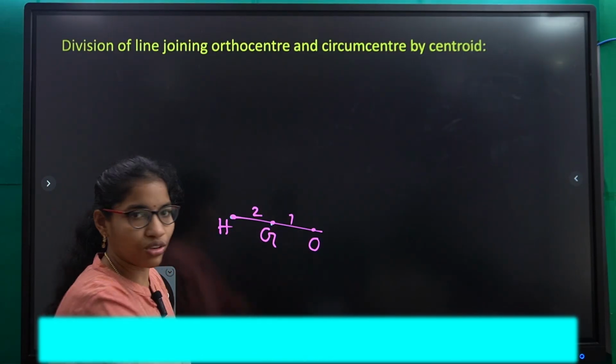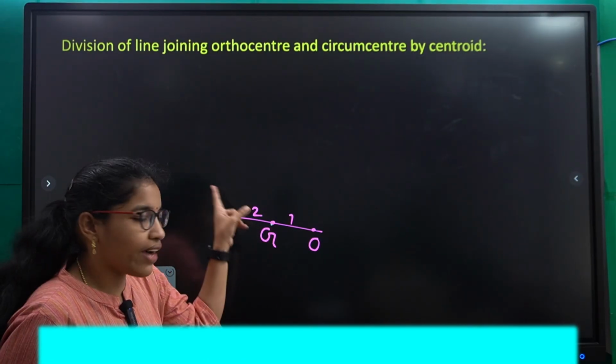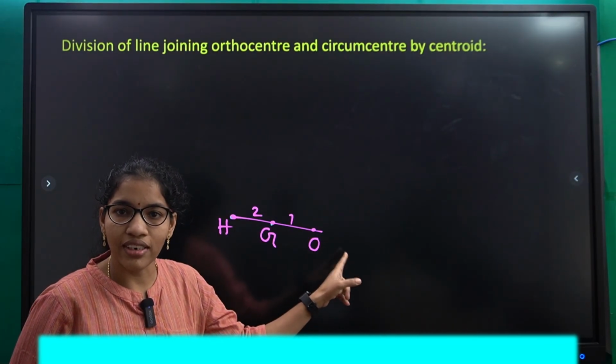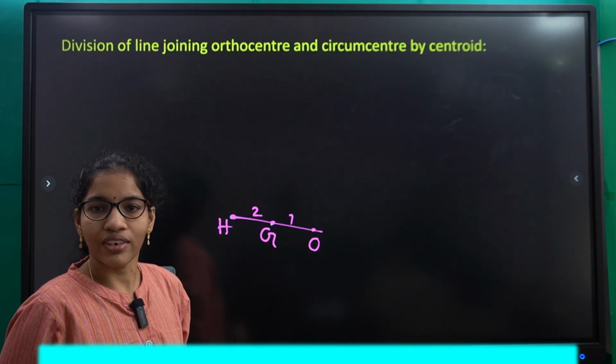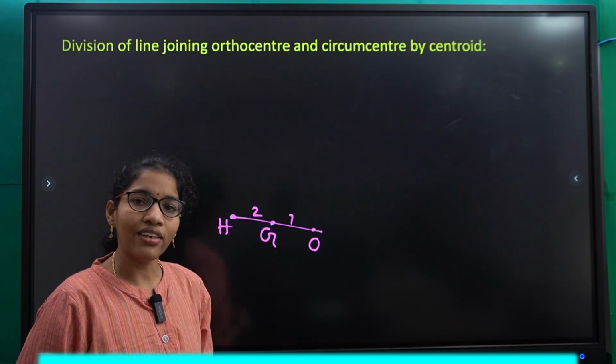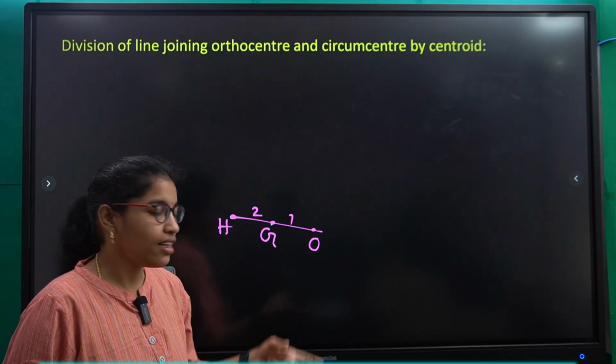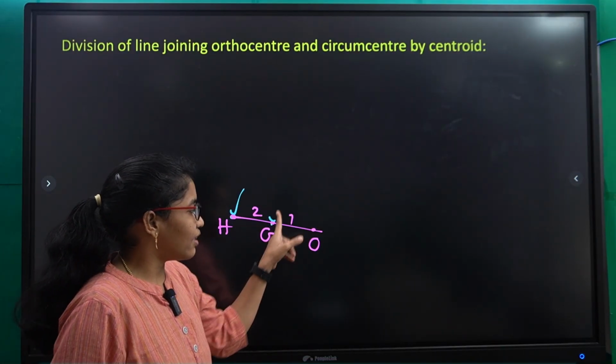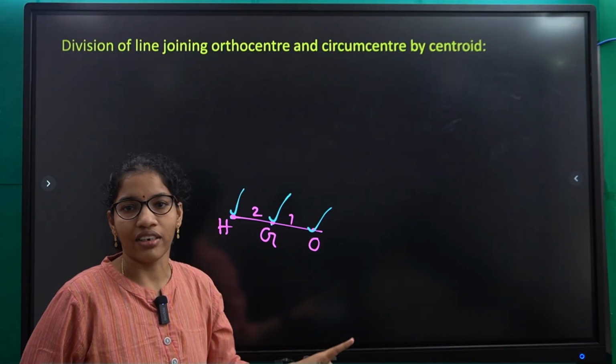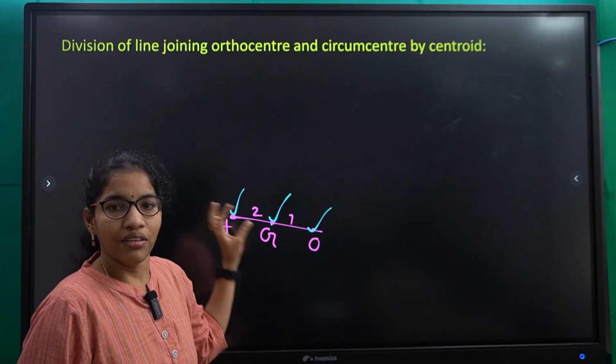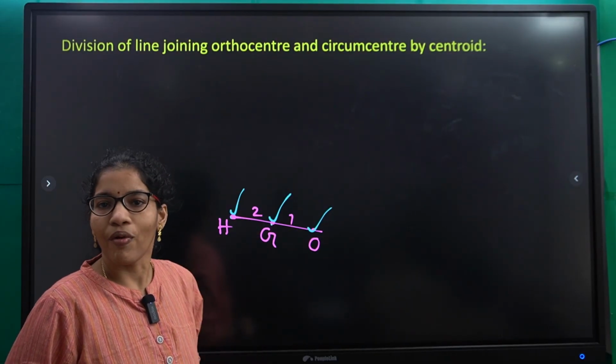So in any triangle except the equilateral triangle, the orthocenter, centroid, circumcenter are collinear and they are divided in the ratio of 2:1. The centroid divides the orthocenter and the circumcenter in the ratio of 2:1, right? And what about the equilateral triangle? In the equilateral triangle, these orthocenter, centroid and the circumcenter, 3 points meet at one and only 1 point.